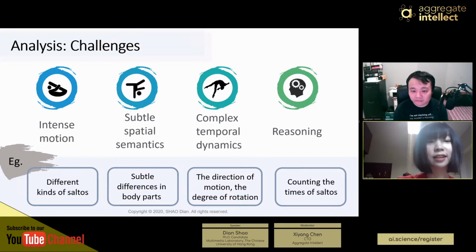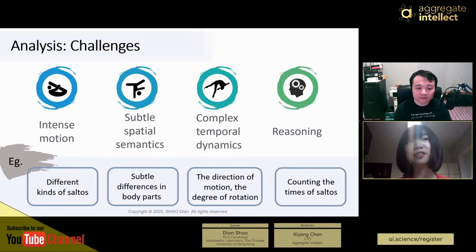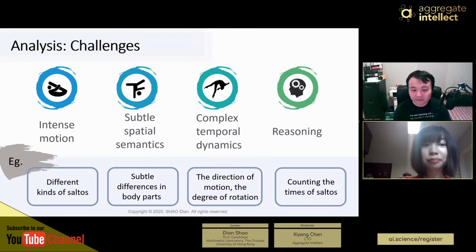The first one is intense motion. You have already seen that the motions are all very quick, and sometimes you cannot grasp the actual action, and it just ends in a few seconds, sometimes in a second. Many different kinds of solos are all intense motions.